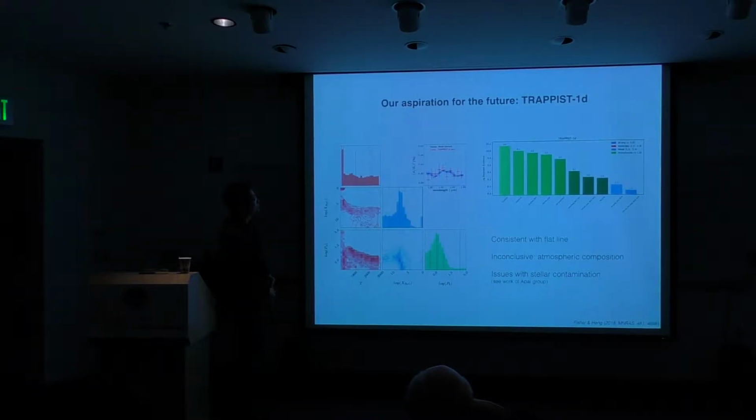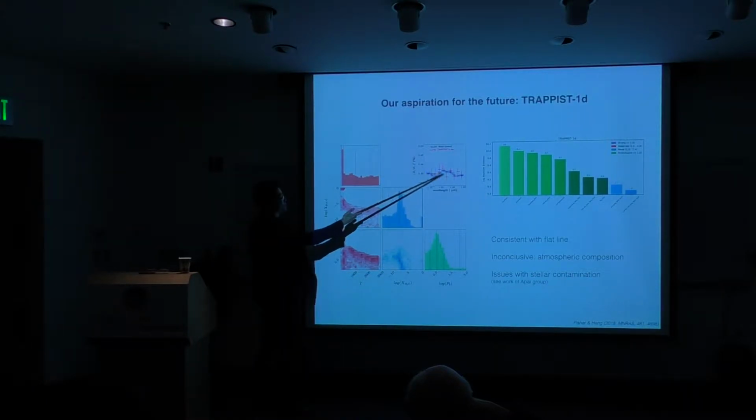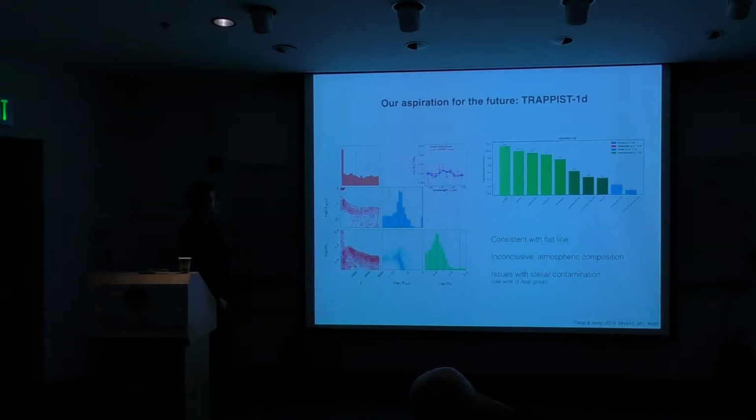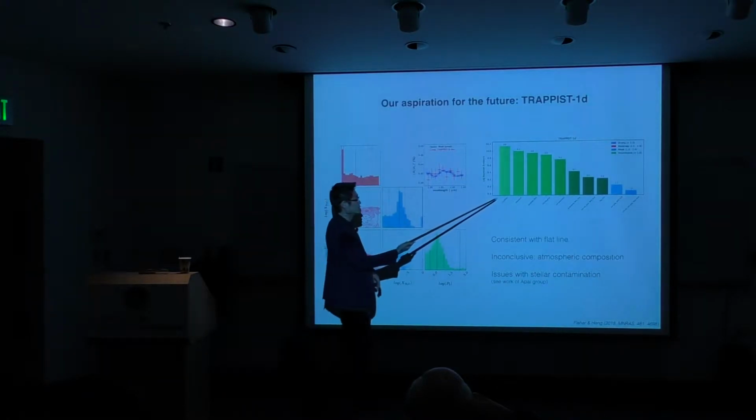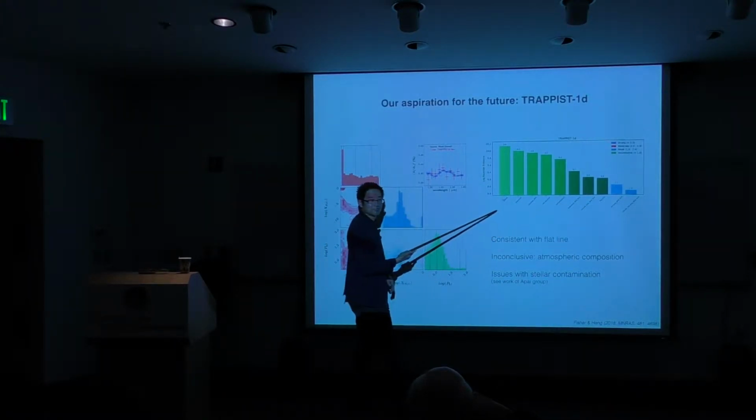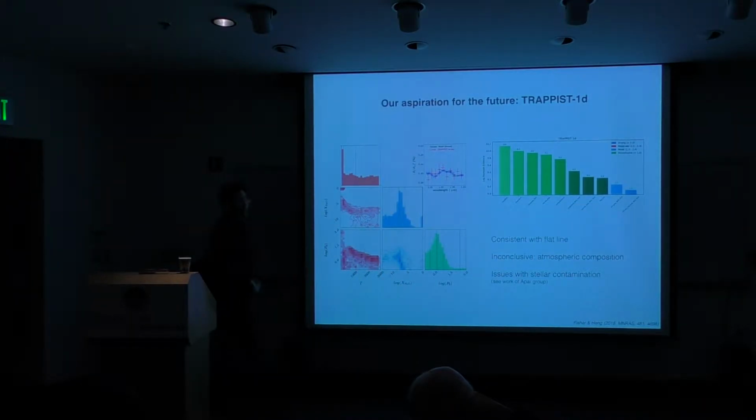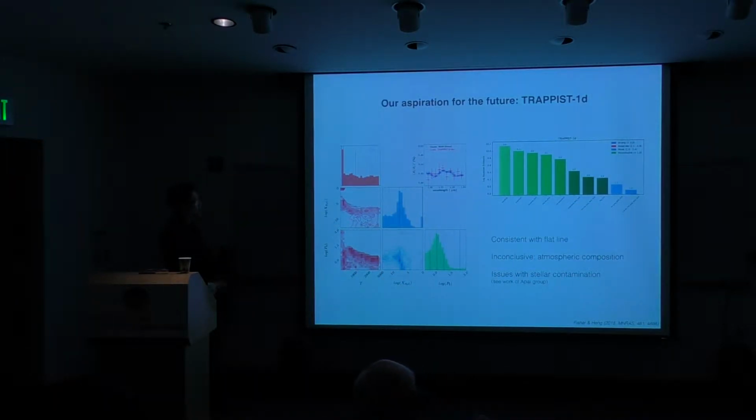So this is TRAPPIST-1d. This is the transmission spectrum. It suffers from some stellar contamination issues, which I'm not an expert in. But even ignoring these stellar contamination issues, you can see that many models are green, including the one that is a flat line. So since you can't extract any atmospheric compositions from flat lines, I would say that the analysis is inconclusive.